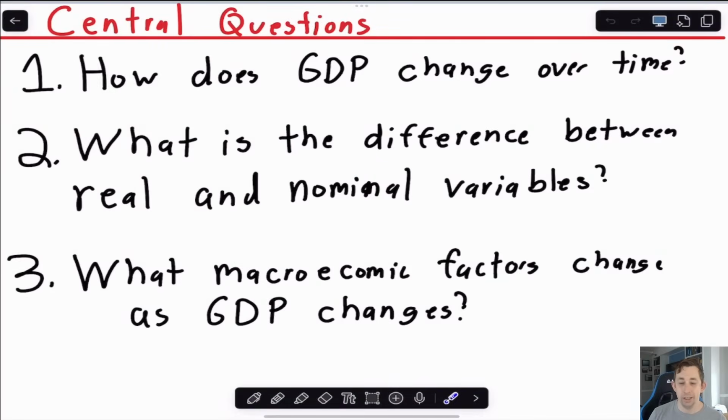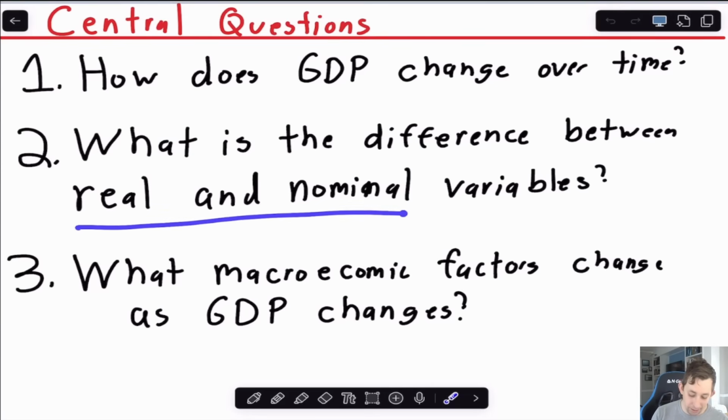Now, before I jump into the first topic, what I want to talk about is the central questions that we're asking in this unit. We're basically trying to assess three different questions. The first is how GDP changes over time. The second is differences between real and nominal variables.